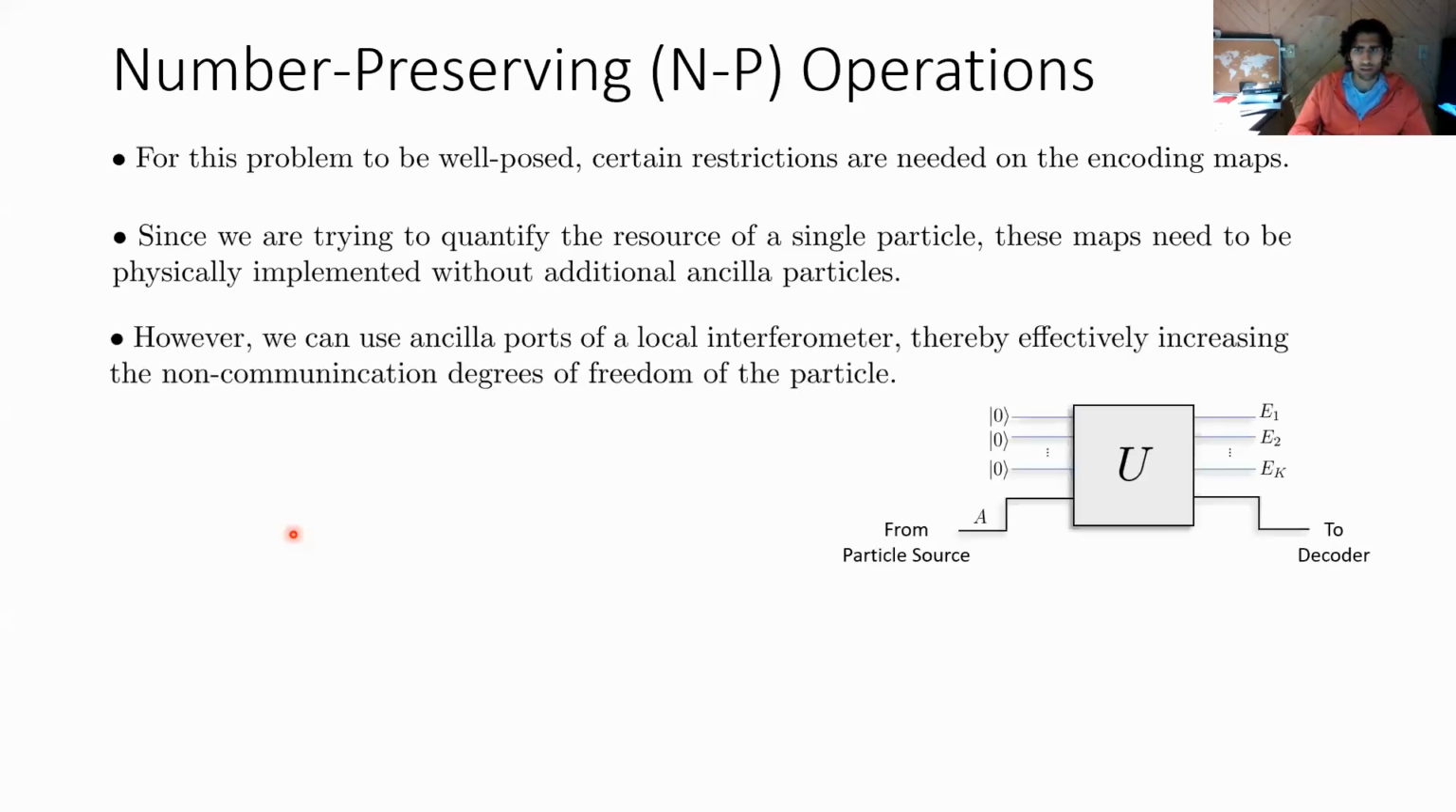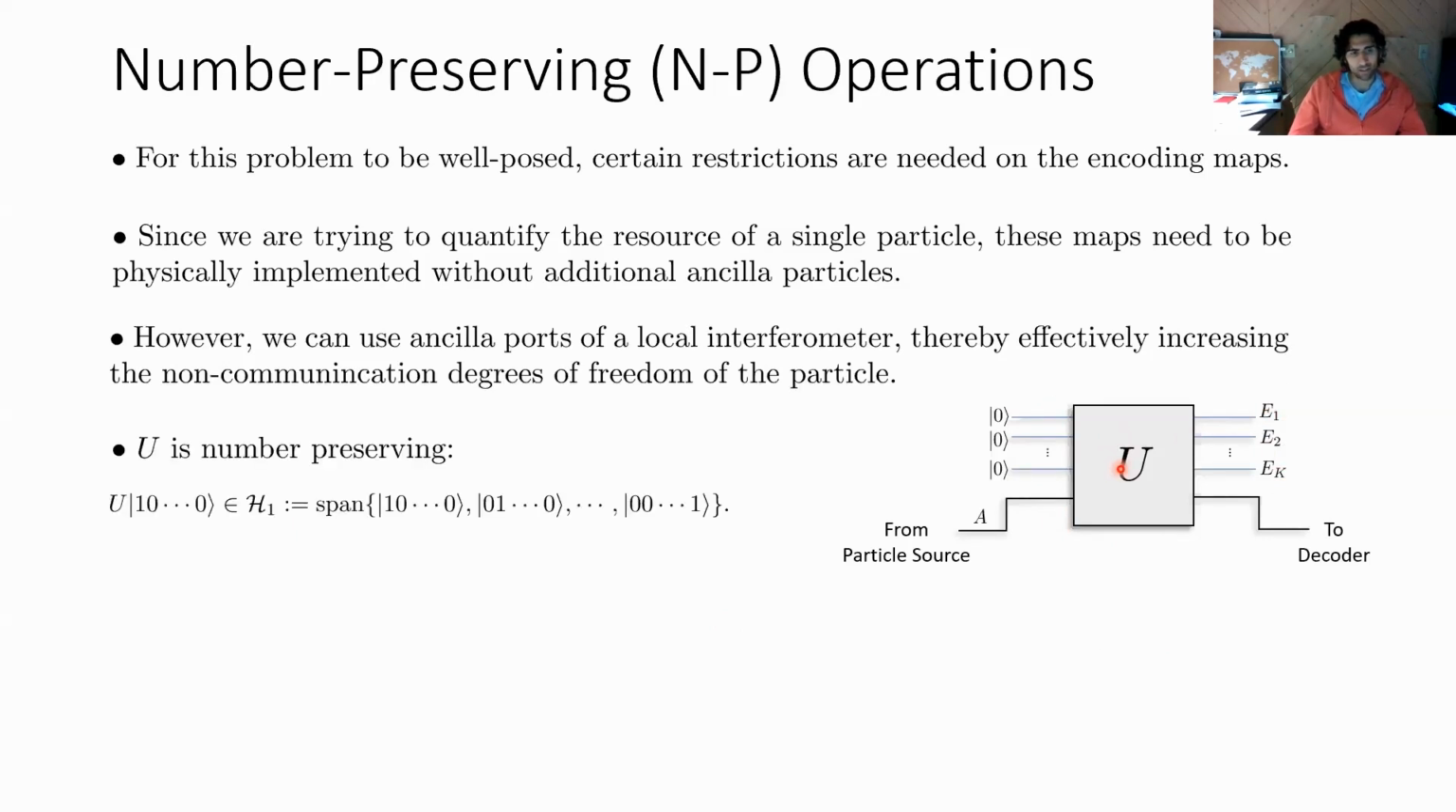So to look at this, we'll look at the dilation picture. The idea is that we allow for some ancilla ports locally. So E1, E2, up to EK are all environment systems. We apply some unitary here, but the key constraint is that this unitary must be number preserving. If one particle goes in, one particle must go out, but of course it can be distributed coherently across the environment systems and also to the decoder.